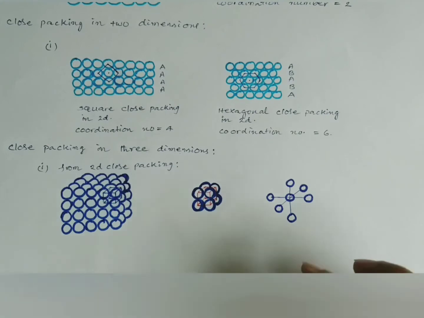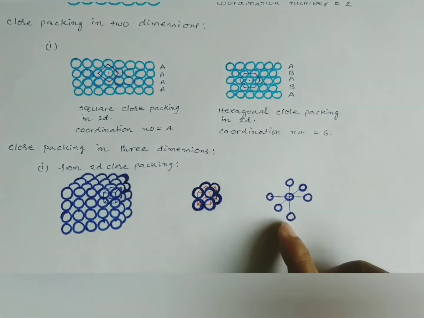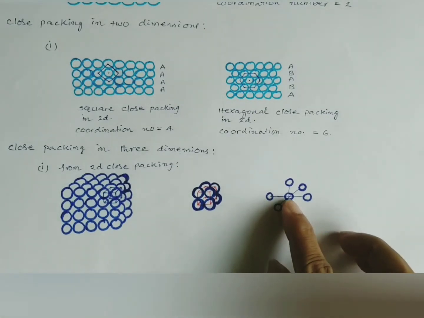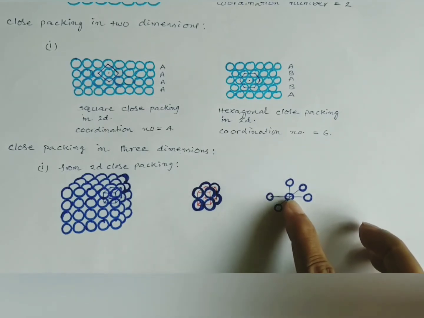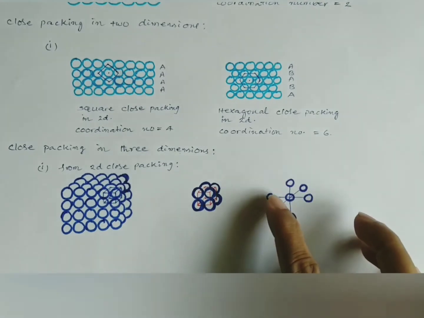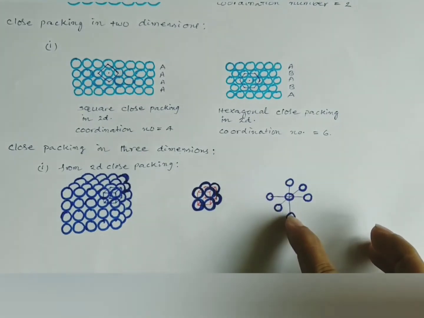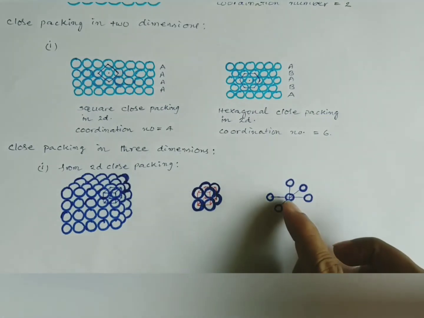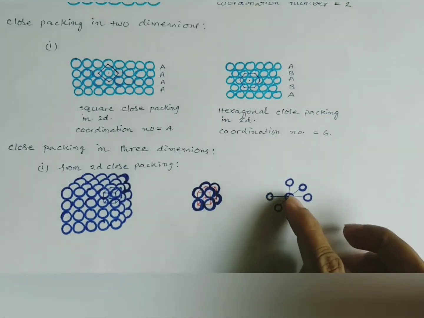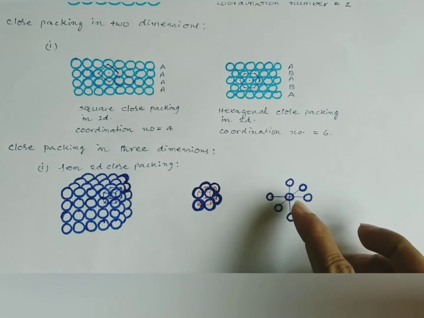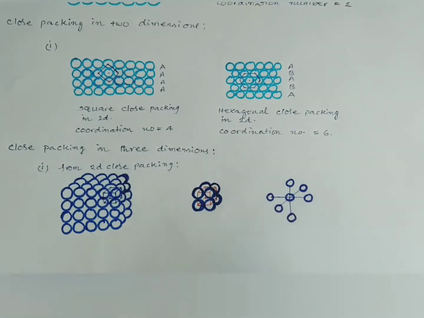So if you expand the structure further, it looks like this. Suppose this is the central atom, and it is surrounded by 4 atoms of the same layer: 1, 2, 3, 4. So these are the atoms of the same layer, whereas this atom is in front of it, and this atom is at the back of this atom. So in total there are 6 atoms, so the coordination number is 6.